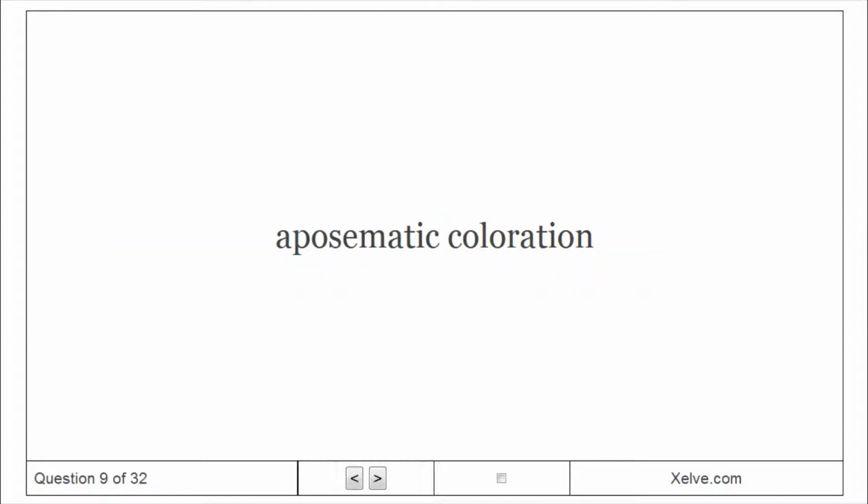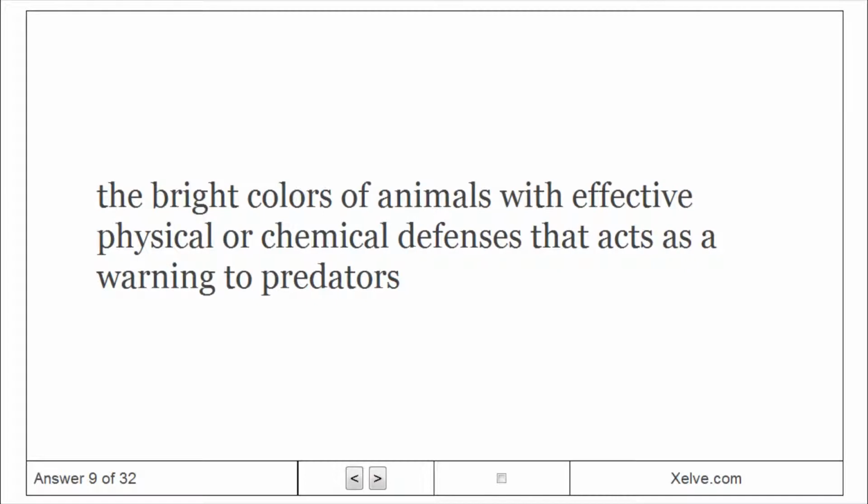Aposematic coloration. The bright colors of animals with effective physical or chemical defenses that act as a warning to predators.